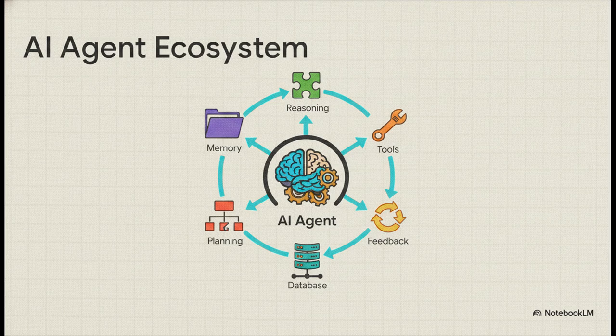The central agent is constantly communicating with a bunch of different modules. It taps into memory to remember past interactions. It uses reasoning and planning to figure out how to break down a complex problem step by step. It actively wields external tools, accesses databases, and most importantly, it processes feedback. It is an entire digital worker, for sure, not just a simple chatbot.